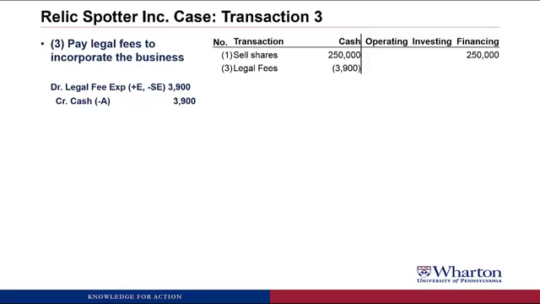So anyway, in transaction number 3, Relic Spotter paid $3,900 cash in legal fees to incorporate the business. Try to classify that as operating, investing, or financing. The answer here is operating cash flow because this is one of the costs or expenses that Relic Spotter needs to incur to run the business.